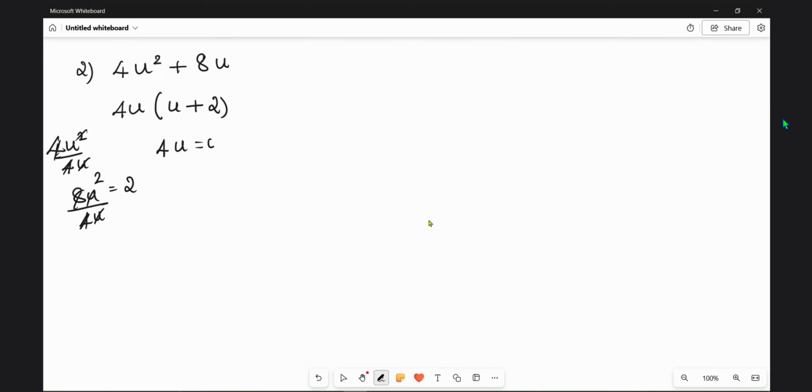4u is equal to 0. u will be equal to 0. u plus 2 is equal to 0. u is equal to minus 2. Here the variable they have given is u. So alpha is equal to 0 and beta is equal to minus 2.